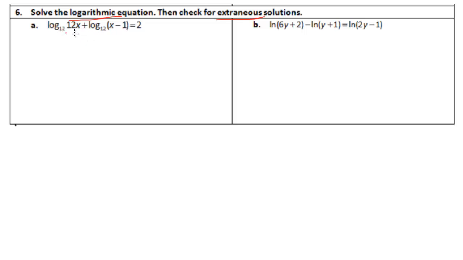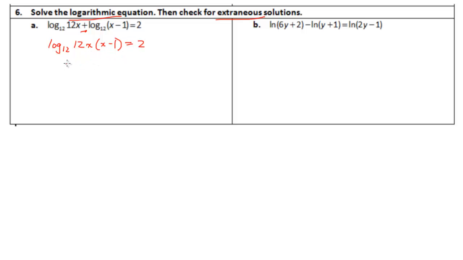We have log base 12 on the left-hand side of this equation, and a plus here. So we need to write this as log of a single quantity. So we've got log base 12 of 12x times, because of this addition, times x minus 1. Well, hold on, 12x times x minus 1 equals 2.